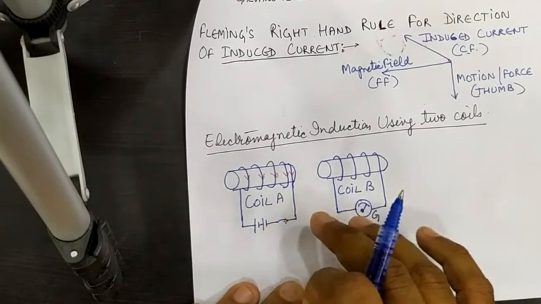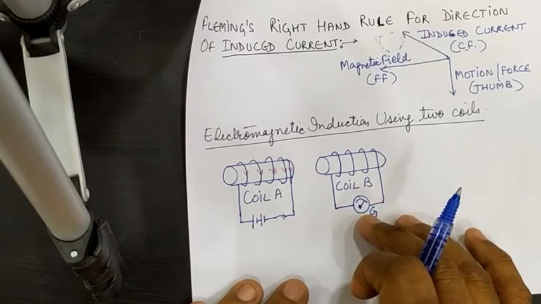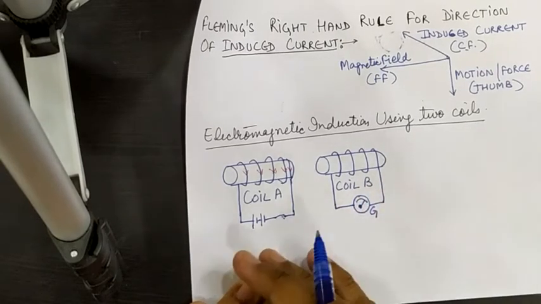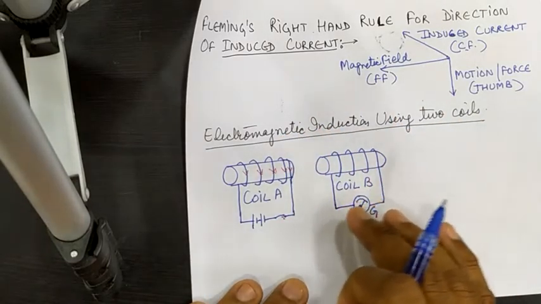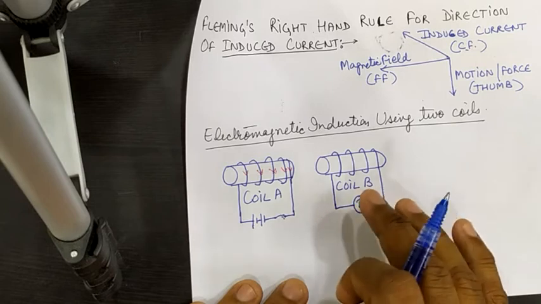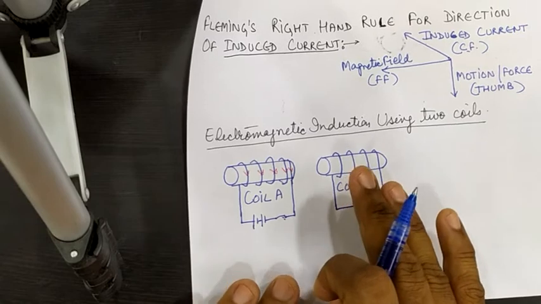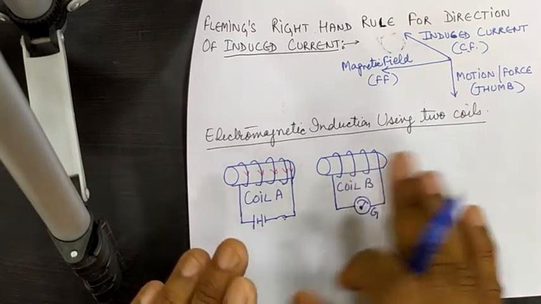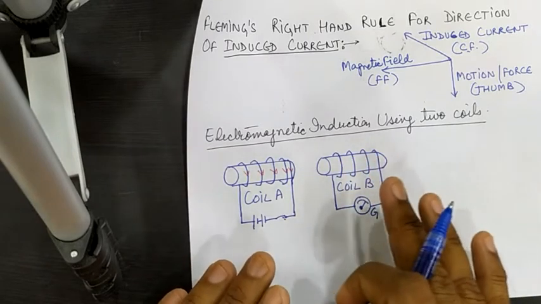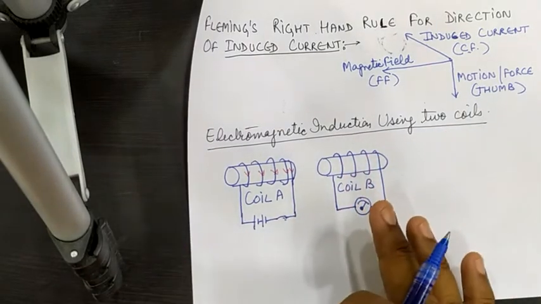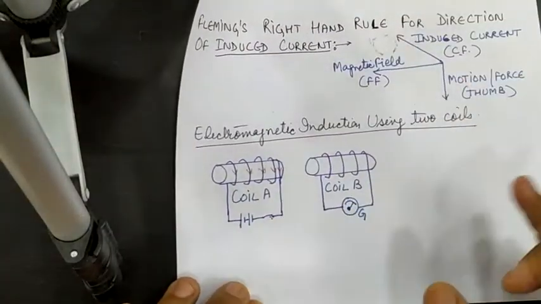What will happen? As soon as you switch off, the pointer of the galvanometer attached to coil B again shows some deflection, but in the opposite direction. This means that on switching off the current in coil A, an electric current is induced in coil B, but in the opposite direction. So this is how you can have electromagnetic induction using two coils. You are passing current in one coil, but you are having the induced current in the other coil.